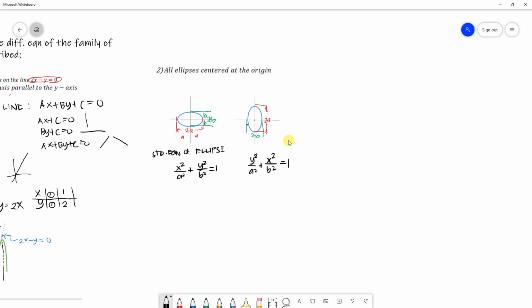So, pwede kayo ulit mamili. Pwedeng yung patayo or pahiga, as long as it says in the problem that the ellipses are centered at the origin. So, kung pahiga yan, pwedeng may circle pa dyan, may circle pa doon, etc. Same with this one. Pwede dyan may ellipse pa dyan. Elliptical pala, not circular. Okay, so ito na lang gamitin natin.